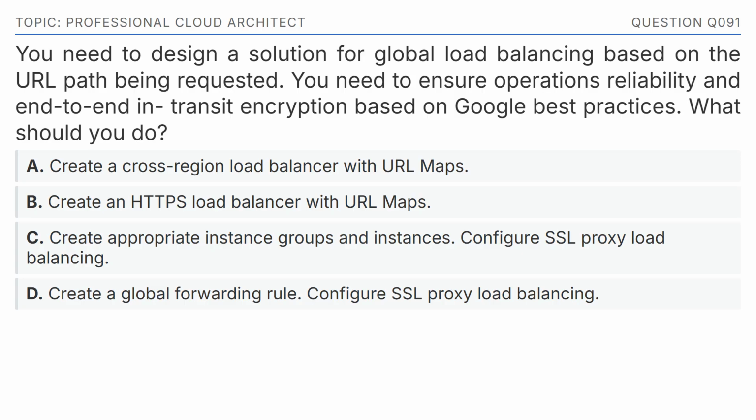Option C, create appropriate instance groups and instances. Configure SSL proxy load balancing. Option D, create a global forwarding rule. Configure SSL proxy load balancing.